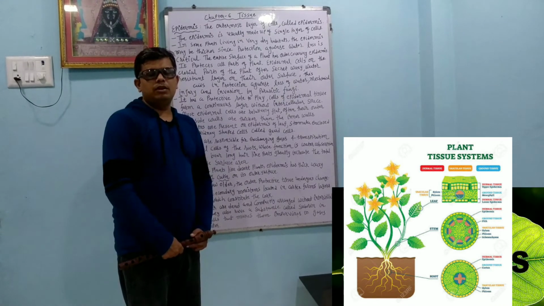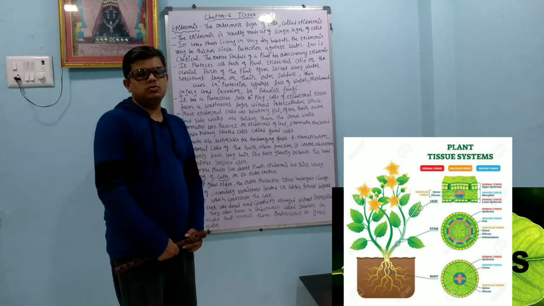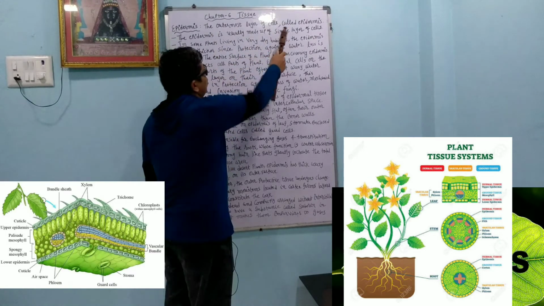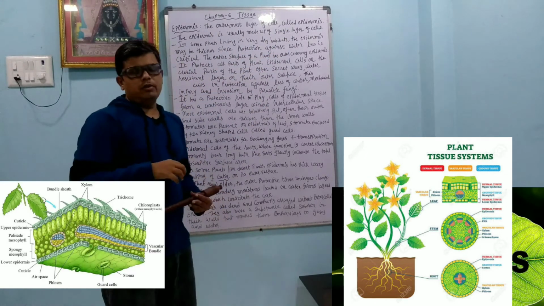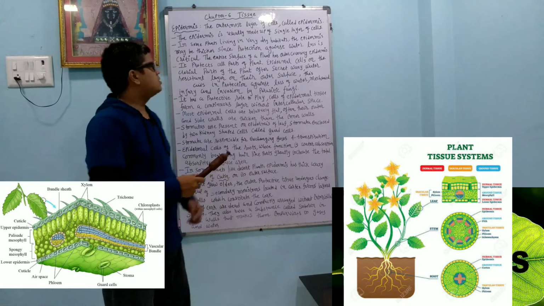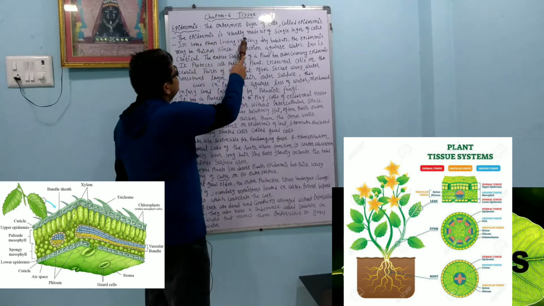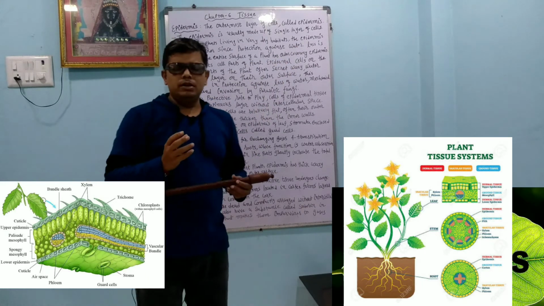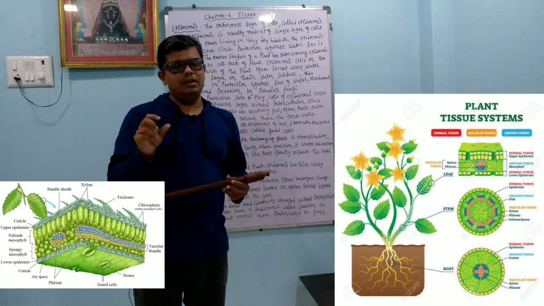Dear student, we are going to learn about the epidermis. Step by step we will learn. The outermost layer of the cells is called the epidermis. The epidermis is usually made up of a single layer of cells. Only a single layer is present.